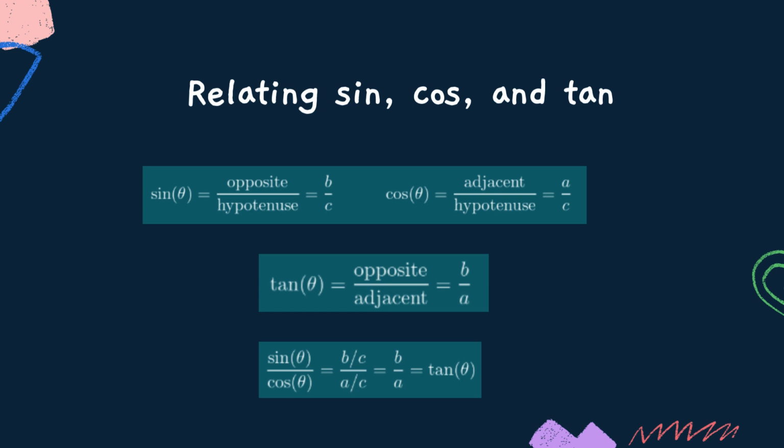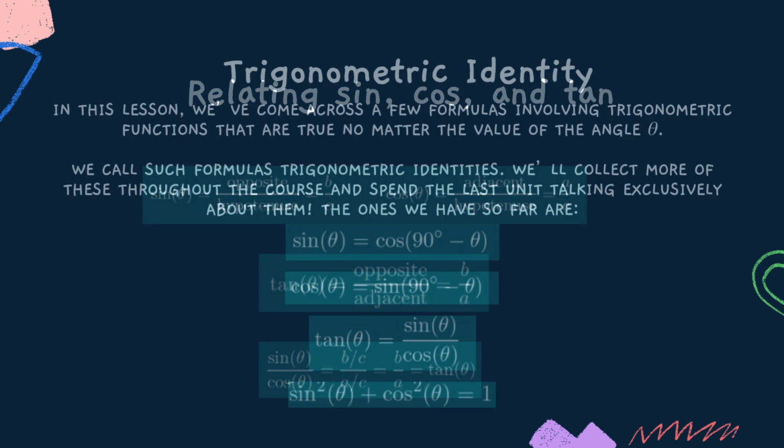Now that we know how sine and cosine are related to each other, let us learn about how tan is related to it. Since sine theta is the opposite by hypotenuse, cosine theta is adjacent by the hypotenuse, and tan theta is opposite by adjacent, we can divide sine theta by cosine theta, giving us opposite divided by adjacent, which is tan theta. So, tan theta is sine theta divided by cosine theta.